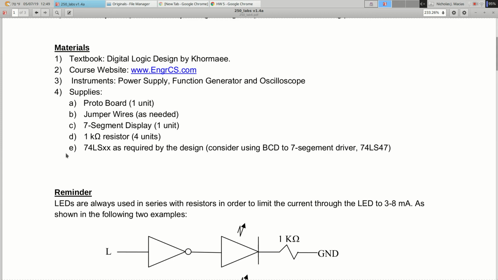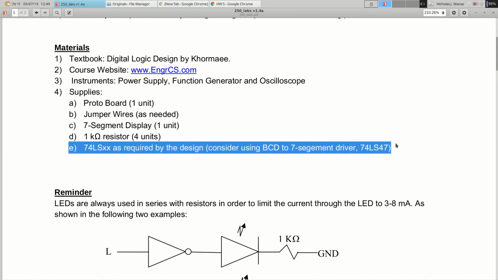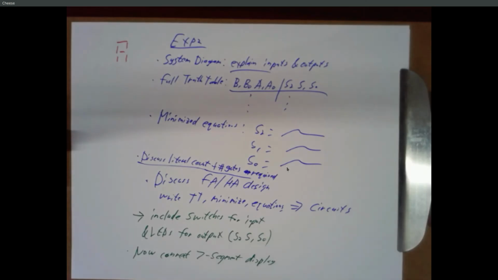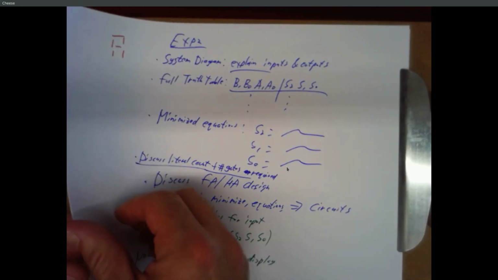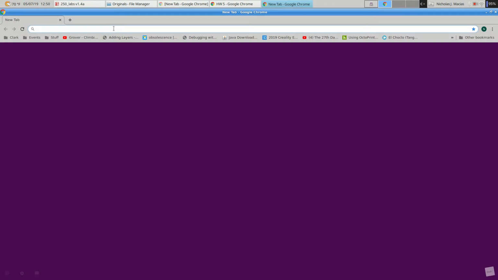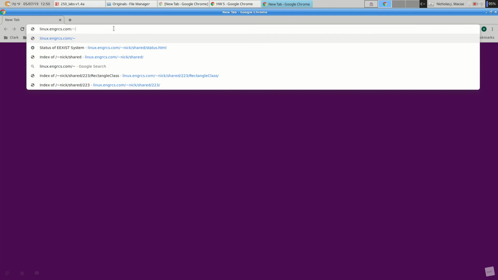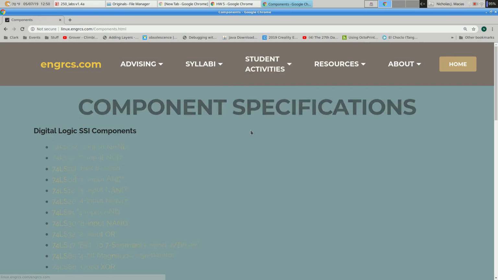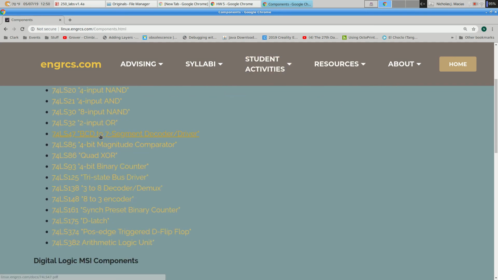So under supplies, there's a not very subtle hint here, which is use whatever 74LS chips are required. Consider using 74LS47. Definitely use that. Okay? That's what's going to let you take this 3-bit output and turn it into the 7 segments for your display. And the way you do that, we talked about this a little last week.